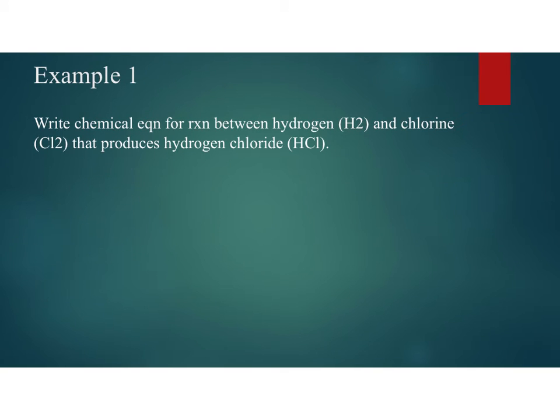So for example 1, it says write a chemical equation for the reaction between hydrogen and chlorine that produces hydrogen chloride. So in this example, it does remind you that hydrogen is a diatomic molecule and chlorine is also a diatomic molecule. So I have H2 plus Cl2 yields HCl. So this is step 1.